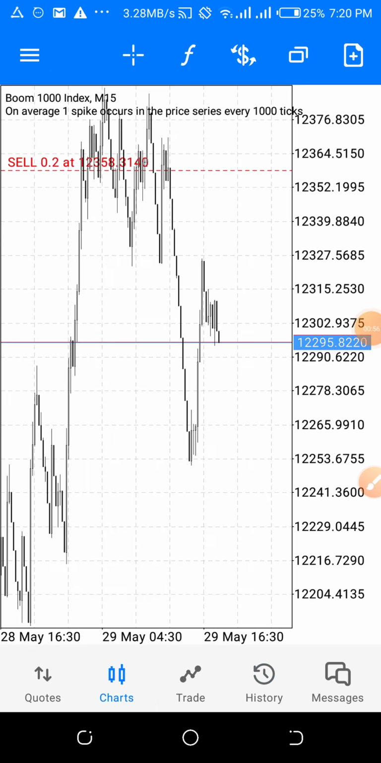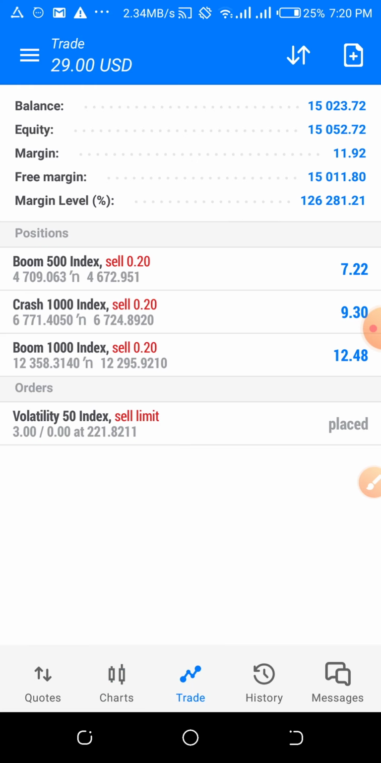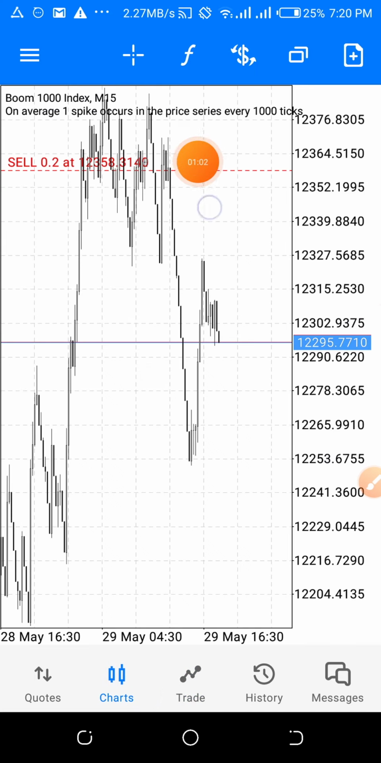This is one of my early entries. I was able to catch this entry here, and you can see even within the spikes and everything, I am profitable. With this strategy and a little bit of price action, I promise you this is going to be a wow. You can use it to grow small accounts, you can use it to trade big accounts. Any type of account is tradable with this strategy.